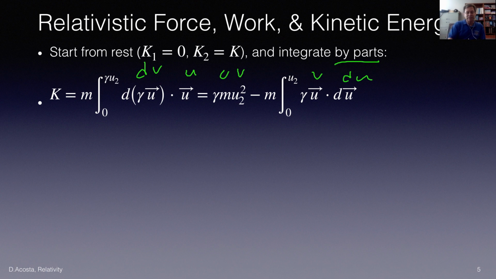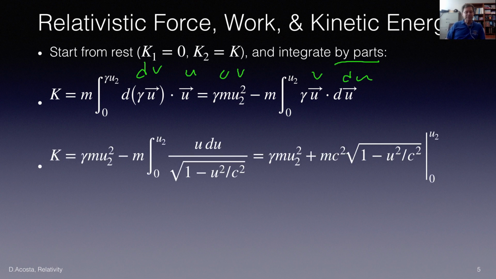Anyway, so what we called dv is d of gamma u. So v itself is gamma u. So the uv term is that gamma u times u. It gives me gamma u squared. And then there was a mass out front, so I have to keep the mass. And that's evaluated from 0 to u2. So I just get the gamma m u2 squared out front. But then I have to subtract off, by integrating by parts, the integral of v du. And so v was gamma u, so it's gamma u dotted with what is du? Well, du is just d of u, so it's this part here. So that's integrating that equation by parts.